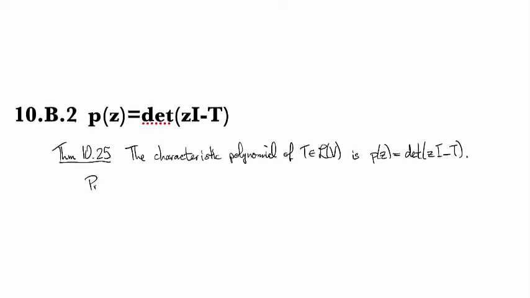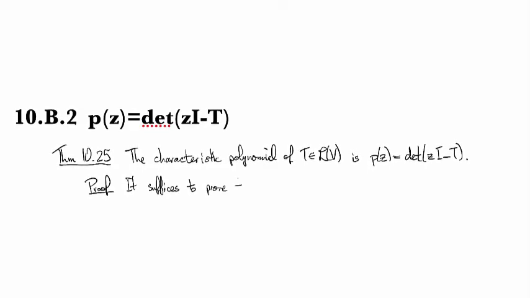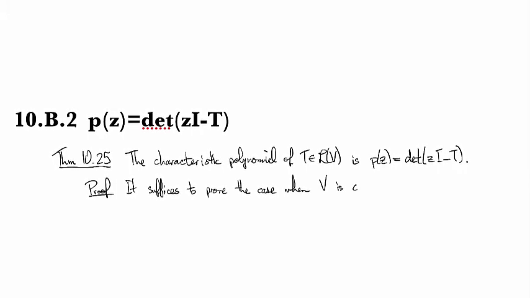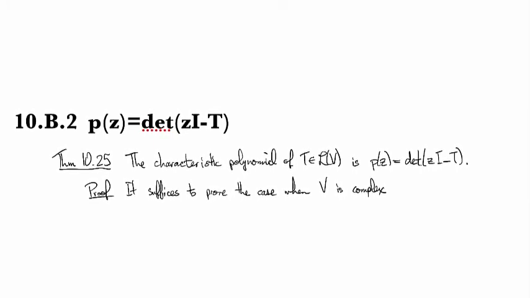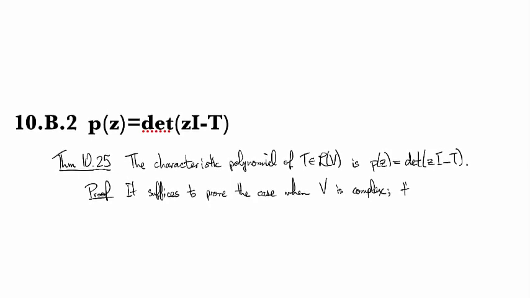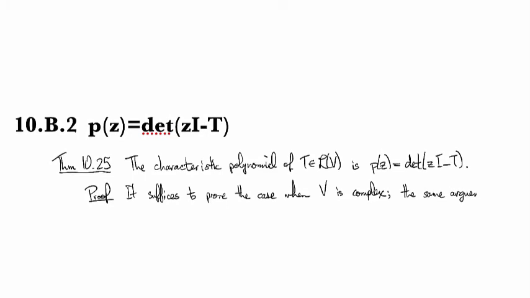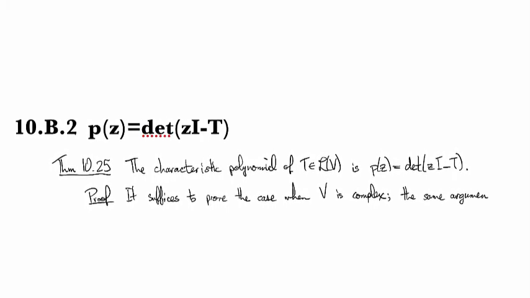All right, so first off, we observe that it suffices to prove the case when v is complex, and that's because the same argument can be repeated for the complexification. Whoops, that's not how you spell argument. Argument.